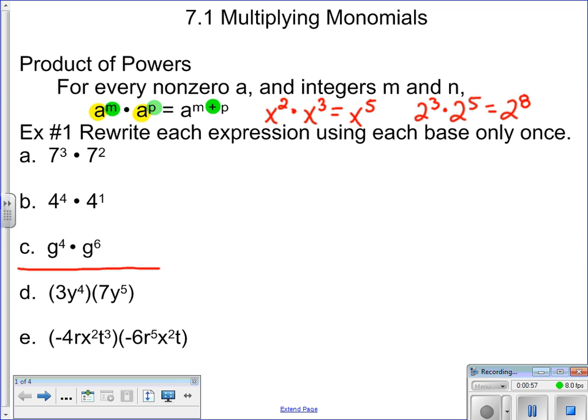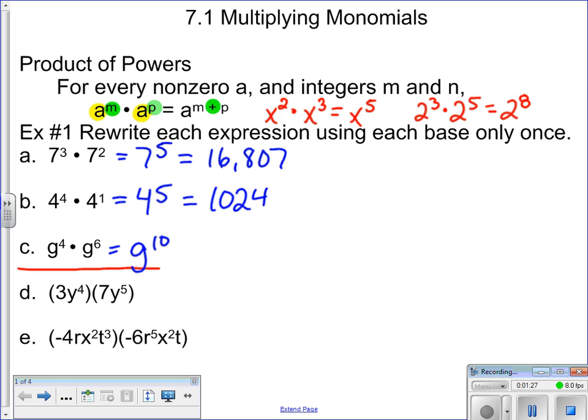Okay, let's see how you did. So 7 to the 3rd times 7 squared. Add the 3 and the 2 is 5. 4 plus 1 for the exponents makes 4 to the 5th, and 4 plus 6 makes g to the 10th. Now for the number problems, you should work them out. If you use a calculator, 7 to the 5th power is 16,807, while 4 to the 5th power is 1,024.